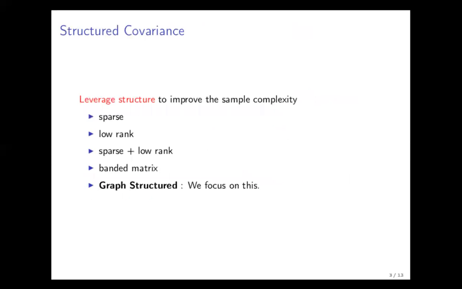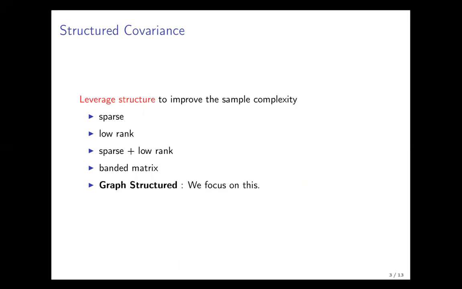Recent work has been done to leverage the structure of covariance matrices to improve the sample complexity. Sometimes it has been assumed that the covariance matrix is sparse, or low rank, or sparse plus low rank, or a banded matrix. Banded matrix means that all the weight of the matrix is concentrated along the diagonal, and the terms farther away from the diagonal fade away, or decrease exponentially.